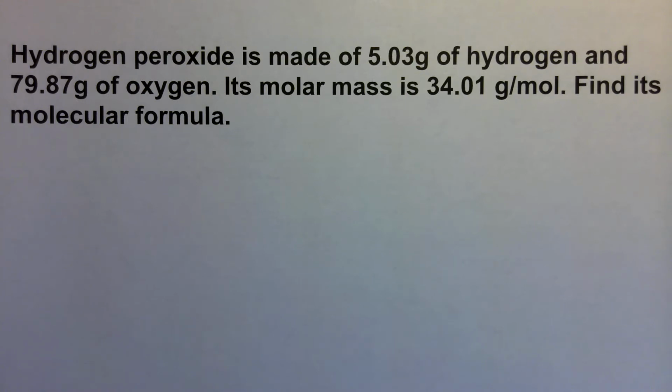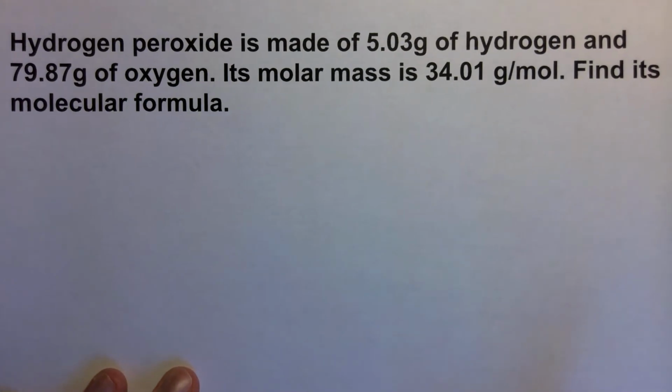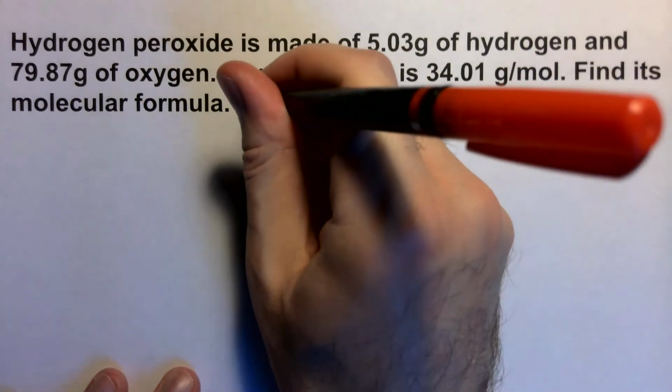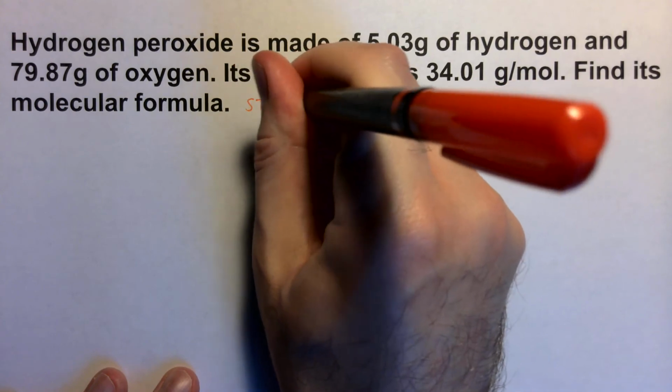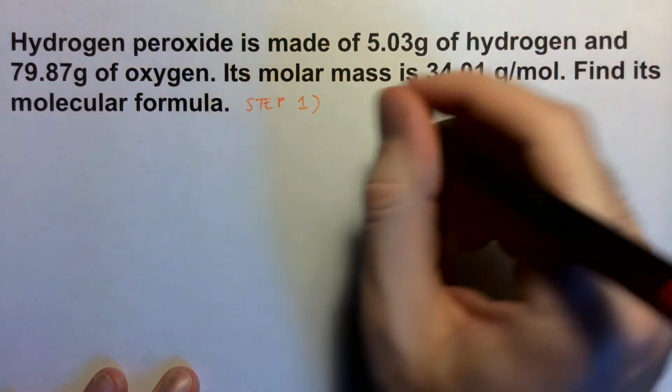So in this example, we are told that hydrogen peroxide is made of 5.03 grams of hydrogen and 79.87 grams of oxygen. Its molar mass is 34.01 grams per mole. Find its molecular formula. So the first step in any molecular formula problem is we first need to determine the empirical formula.